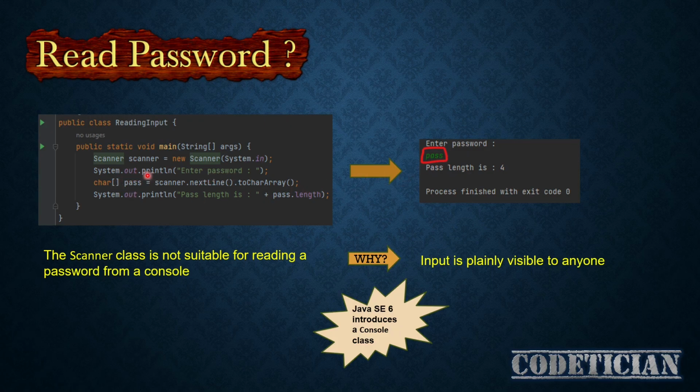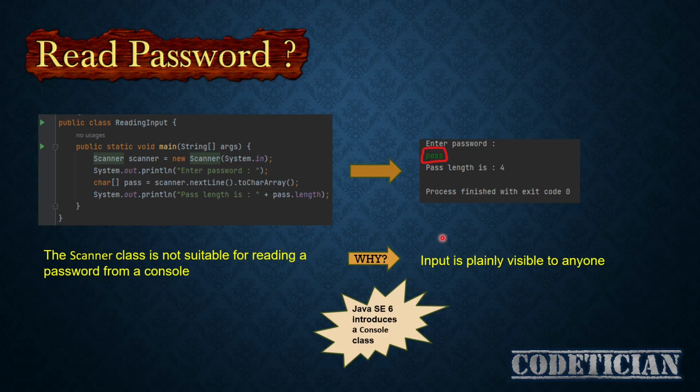So here you can see that I've put a print statement to enter password, and then I'm using the nextLine method of the scanner class to take that input. Now, what does it do? Whatever I type here, it echoes or prints and shows to everyone. So this text is plainly visible to anyone, and this is not good for a password because it should not be shown.